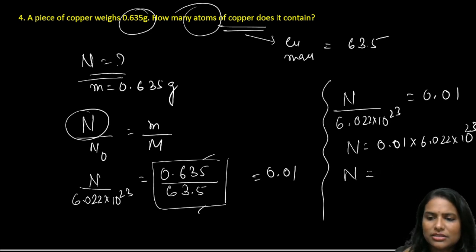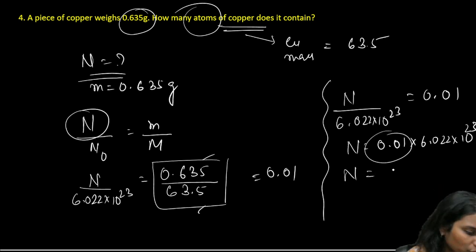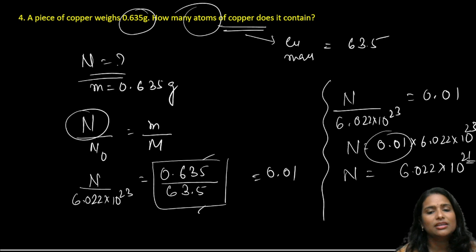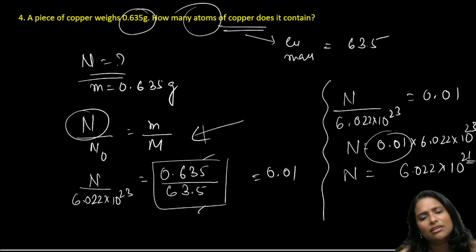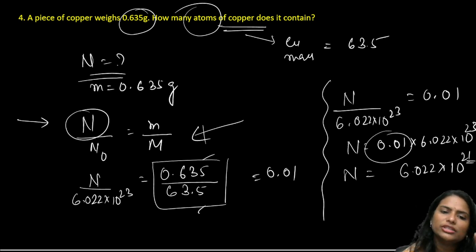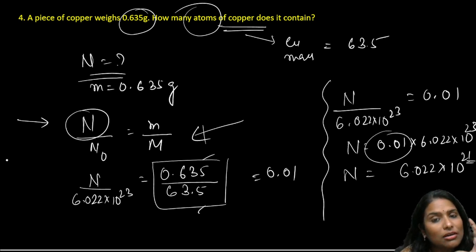So what will be your answer? Just see, it is 1 by 100, so you will get the value as 6.022 into 10 to the power 21. This is as simple as that, nothing complex is there. Again here also you can go with the unitary method, but I am not discussing it for every question, otherwise you will get confused. Simply we are using the formulas, you just need to properly identify what is asked and what you have to calculate. Okay, let us go for the next question.